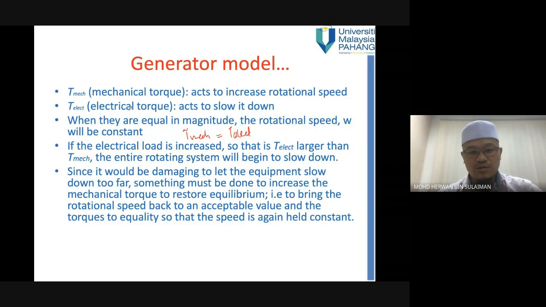When the electrical load is increased, meaning that your T-elect is greater than Tmac, what happens is your entire rotating system will begin to slow down. Okay, and since it would be damaging to let the equipment slow down too far, something must be done to increase the mechanical torque in order to restore the equilibrium, to make sure that your Tmac will equal the T-elect. So that's why you need to increase the mechanical input.